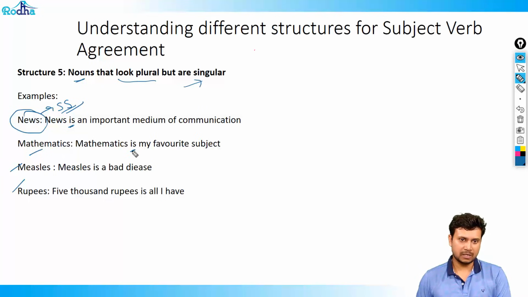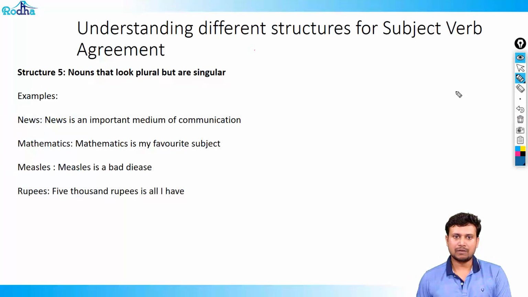Therefore, if you see here, mathematics is my favorite subject, measles is a bad disease, and 5,000 rupees is all I have. So please be careful when you're dealing with subjects that look plural. Not everything is plural. Sometimes they can be singular as well. So this brings us to the end of all the concepts. In the next section, we will try and solve a few practice questions starting from basic to the most advanced level.